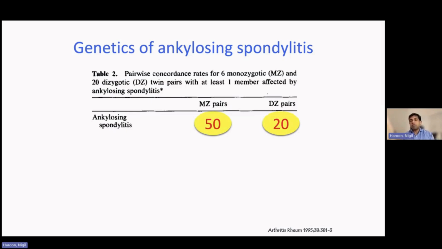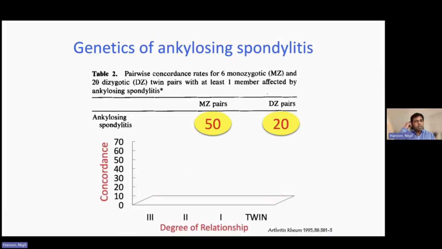And you can see if they are monozygotic twin pairs, greater gene sharing, 50% concordance of disease, as opposed to only 20% concordance. So only 2 out of 10 twins, if they're dizygotic, would have disease in both twins. Okay, so that clearly shows that if you have greater gene sharing, higher likelihood of the disease occurring in both individuals. So probably genetics has a role.